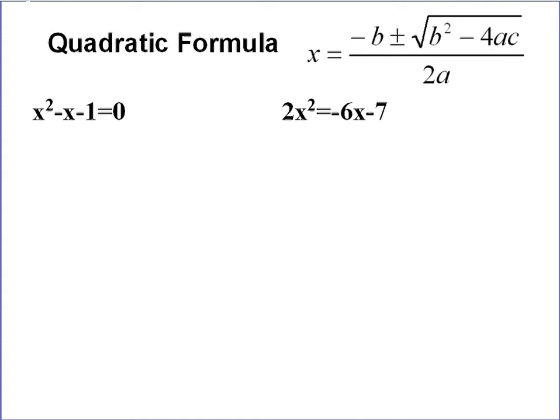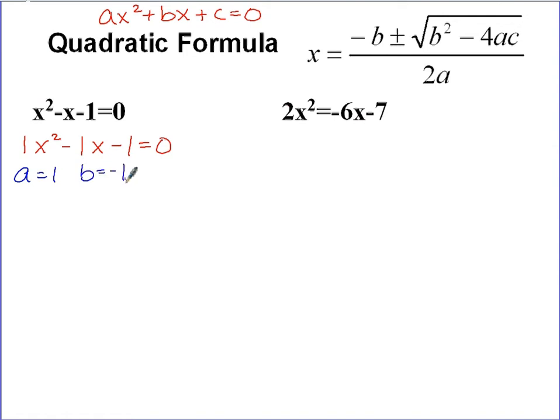In order to solve by the quadratic formula, you actually have to have an equation in the form ax squared plus bx plus c equals 0. So when I look at this first one, it is in that form. It is 1x squared minus 1x minus 1 equals 0. So I would want to label what my a, b, and c are. My a is 1, my b is -1, and my c is -1.